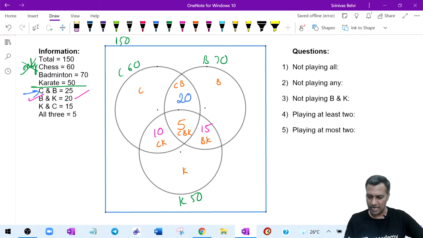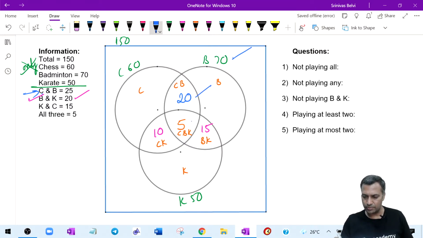Okay, so that's what is happening. Coming to the next one. Now go to the circles. Look at this: 70, 20 plus 25 plus 40. Add these numbers because this is a full circle. This circle value should be how much?